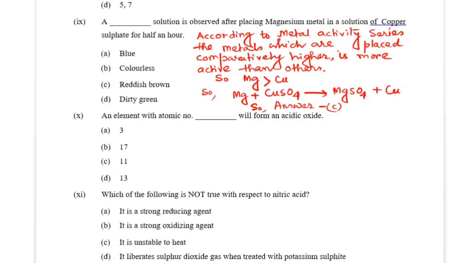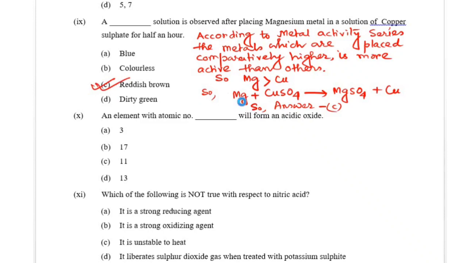According to the metal activity series, the metals placed higher are more active than others. So magnesium is more reactive than copper, as magnesium is higher. Hence, it replaces copper from copper sulfate. The blue color fades as colorless magnesium sulfate is formed, and brown bits of copper metal form a precipitate. Therefore, the right answer should be option C, reddish brown.